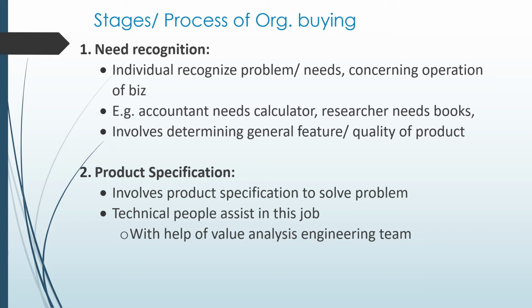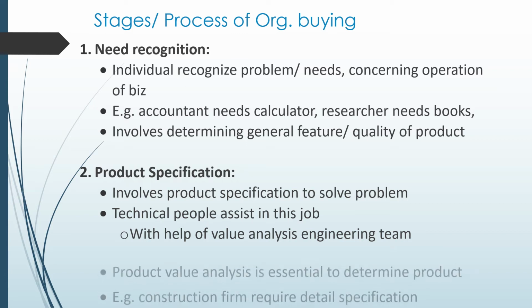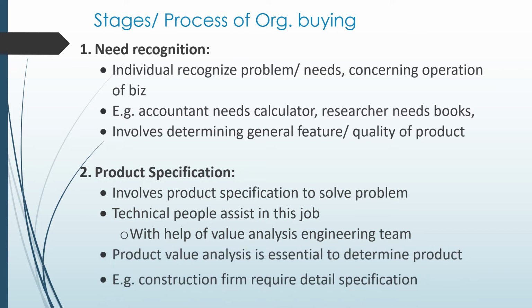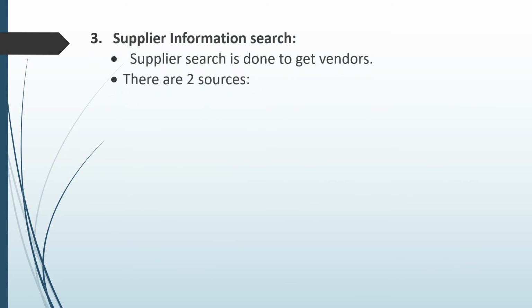Technical people assist in this job with the help of the value analysis and engineering team. Product value analysis is essential to determine the product. For example, a construction firm requires all the detailed specifications. Now we have supplier information search, where the supplier search is done to get the vendors.